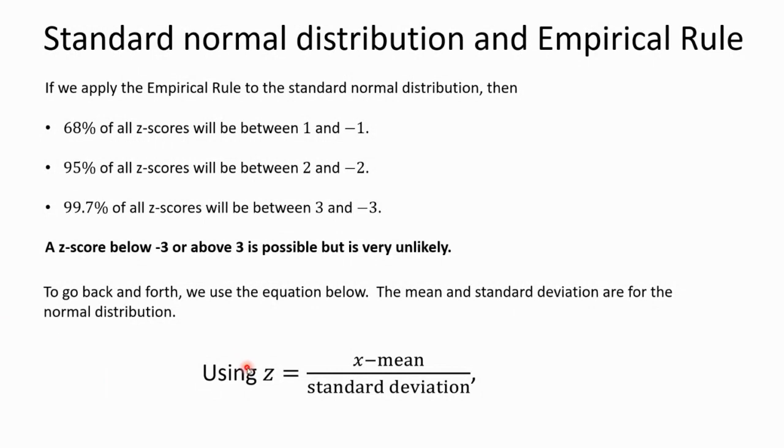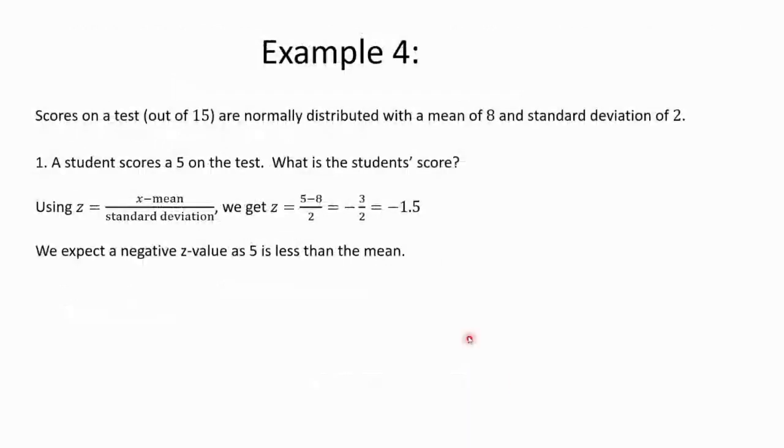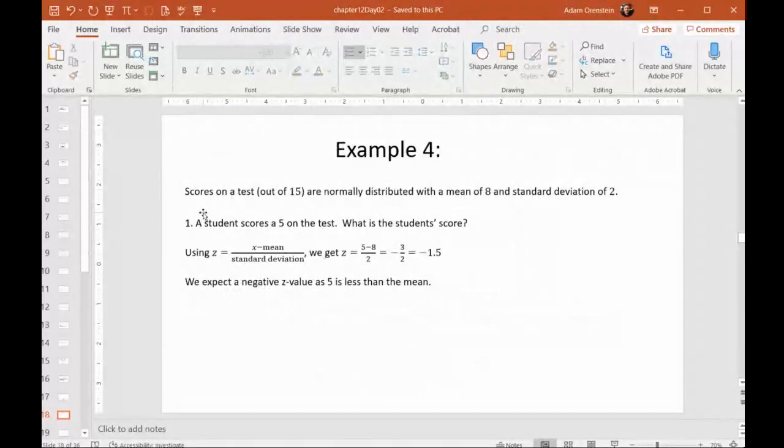All right. But again, we can go back and forth using this. We can calculate the z-score. So for an example, let's suppose we're in that case where you have a test, and the scores are out of 15. The scores are normally distributed with a mean of 8 and a standard deviation of 2. Let's just say we're doing that.